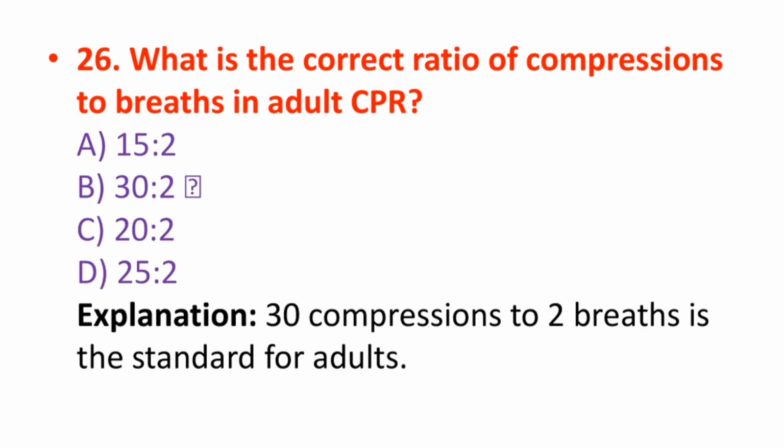What is the correct ratio of compressions to breaths in adult CPR? Option A, 15 to 2. Option B, 30 to 2. Option C, 20 to 2. Option D, 25 to 2. The correct answer is option B, 30 to 2. 30 compressions to 2 breaths is the standard for adults.